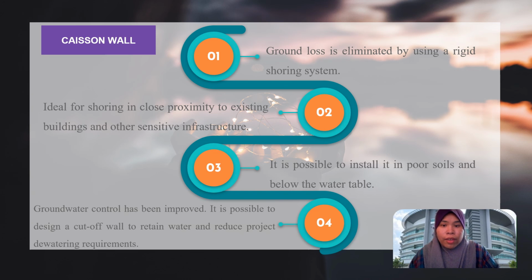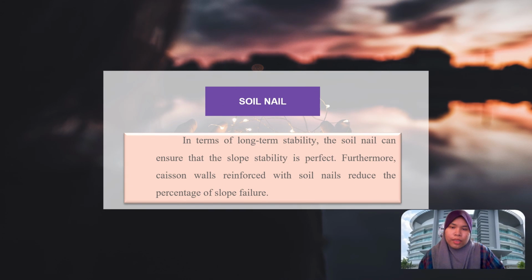So, as the advantages stated, for long-term stability the Kaizen wall can be relied on. This is due to the fact that this type of wall is built deep in the soil and holds the soil very well. In terms of long-term stability, the soil nail can ensure that the slope stability is perfect. Furthermore, Kaizen walls reinforced with soil nails reduce the percentage of slope failure.